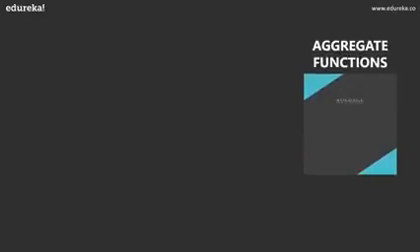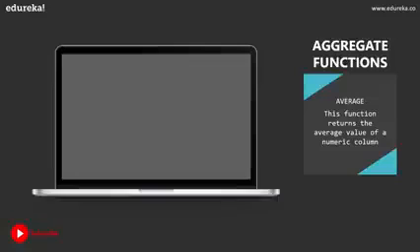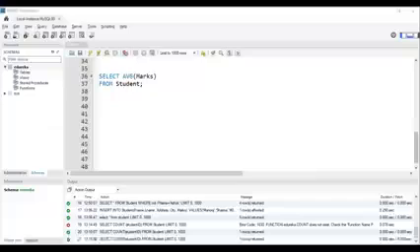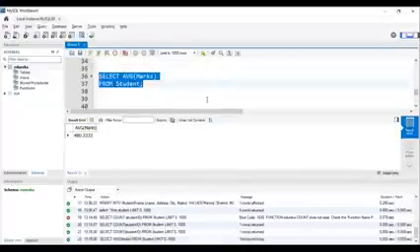The next aggregate function is average. An average function returns the average value of a numeric column. So the syntax for this is select average of column from table where condition. Let's execute this example. Here, I'm trying to find the average marks scored by all the students. So let me select this query. So the average marks scored by all the students is 480.333.